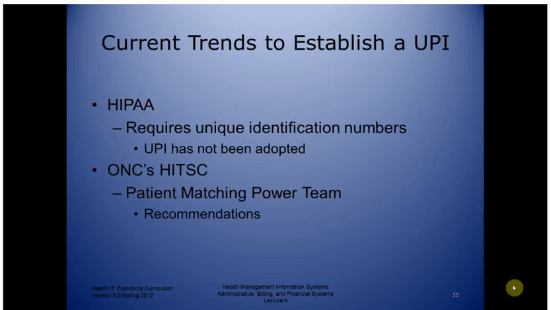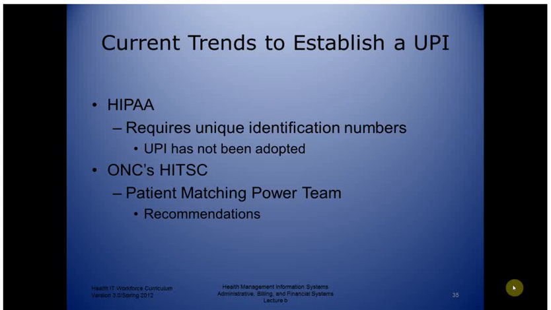HIPAA requires unique identification numbers. We don't have a UPI yet, so what are we doing? Well, when you get registered, we're asking you your social security number. In California, you're not allowed to ask, at least last I heard. We're asking a date of birth. So we're trying to create a series of fields that will act to help identify you correctly.